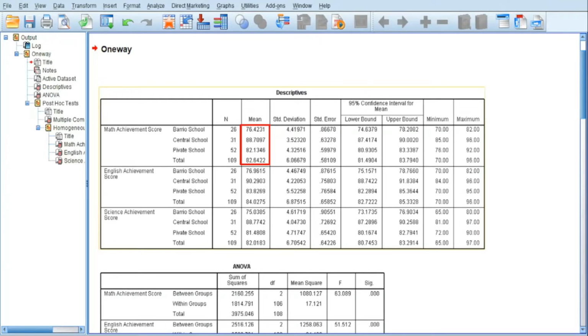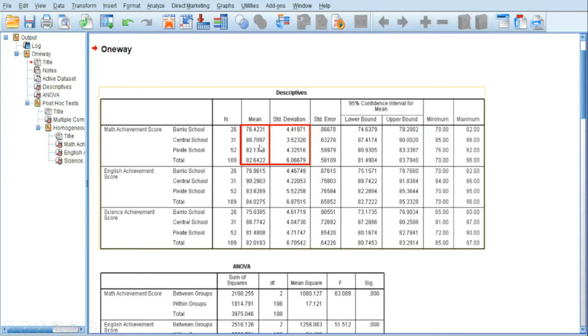Now, the next thing that you need to look at here will be the standard deviation. Again, if you recall the role of standard deviation, it will tell us how spread or how close the data are towards the mean. And so the closer the value towards 0, the closer the values are towards the mean. So here, the students who came from central school got the lowest standard deviation, which is 3.52. So you can say that the scores of students who came from central school are closer towards the mean, which is 88.71.